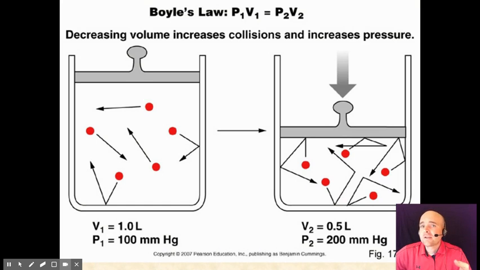We can show it in vector form like this one. If we decrease the volume, we're increasing the number of collisions with the container. That's how you would see it in vector form with all the little arrows. Remember that it's the direction and the magnitude of the arrows. One thing I failed to point out is that Boyle's law is P1V1 = P2V2. This would be my initial condition, and this would be my final condition.